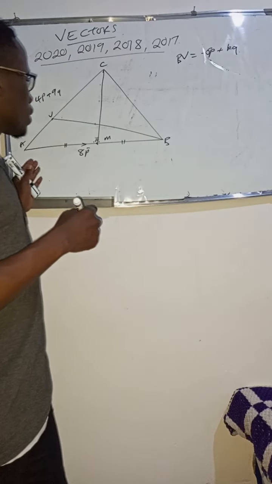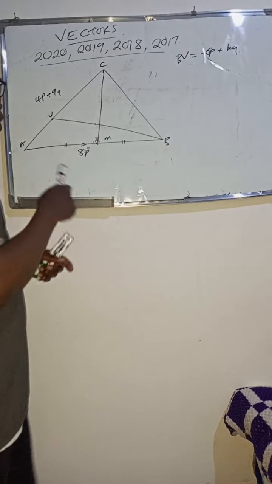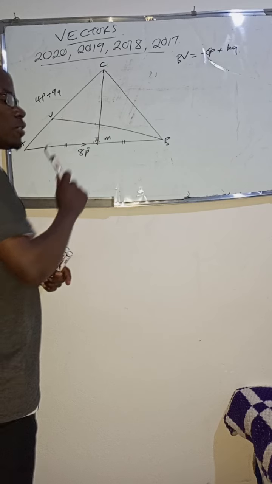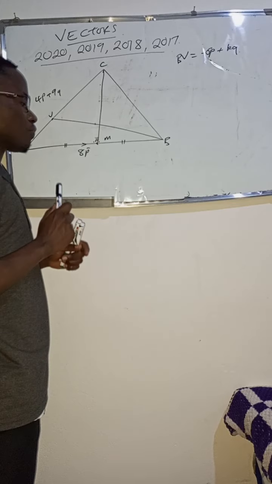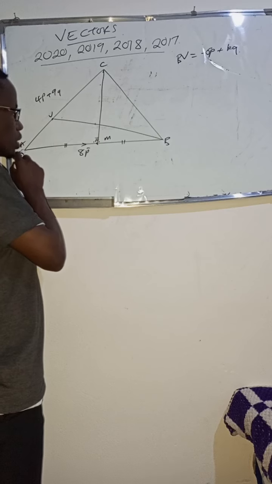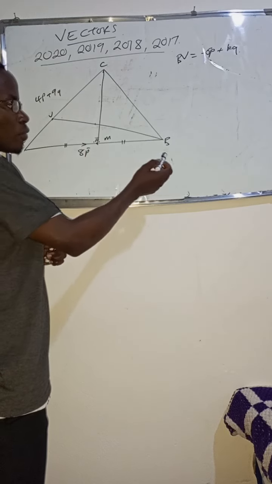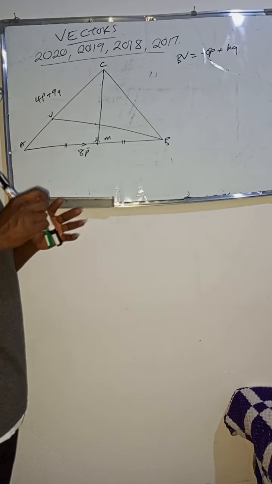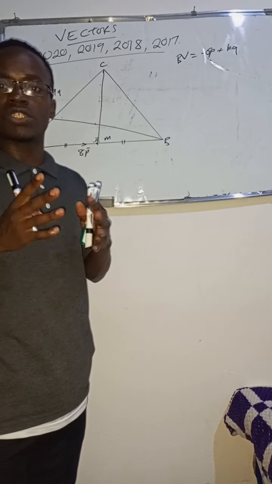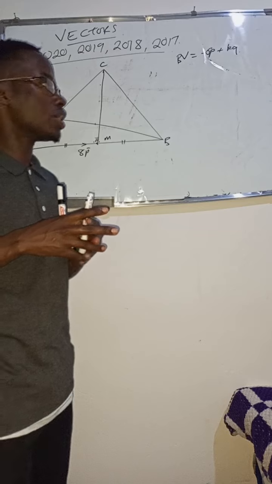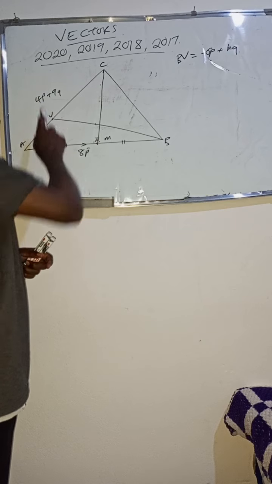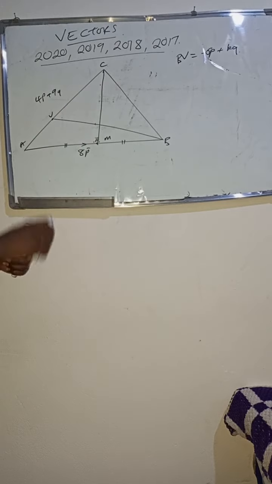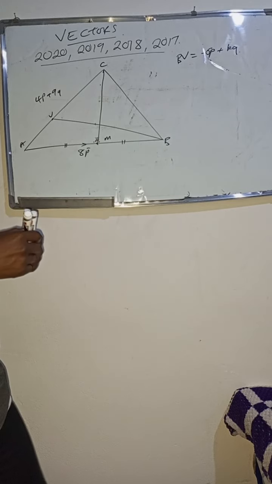So now, you need to understand the directions, for example. When we say AB is equal to 8P, it means that if we do the reverse, such that we say BA, then it's going to be negative 8P. So, if you're going in the direction A to B, it's positive. If you go in the opposite direction, it's going to be negative. That's why we say that these are vectors, meaning that we're going to have the same magnitude, but a different direction. Similarly, this is AC, which is equal to 4P plus 9Q. If we go in the opposite direction, then it's going to be negative 4P minus 9Q. Those are some of the things that are very important for you to remember.